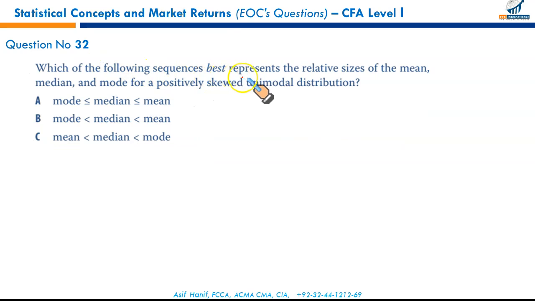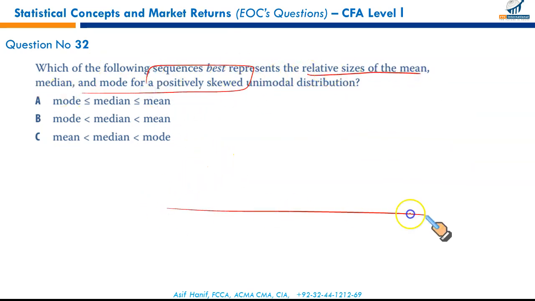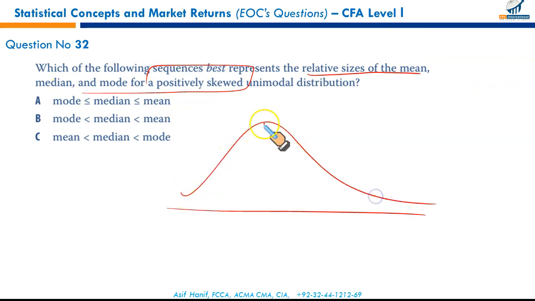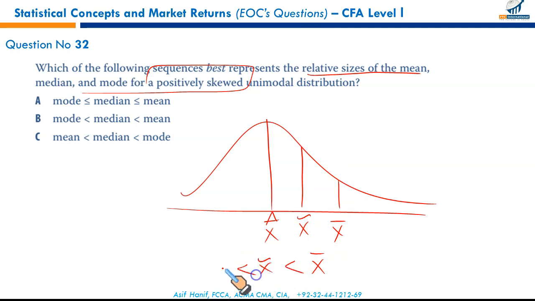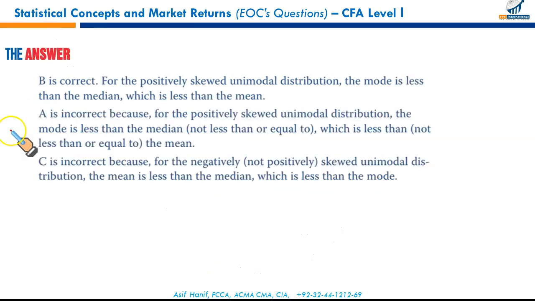Which of the following sequence best represents the relative size of mean, median, mod for positively skewed? When it says positively skewed, it's like this. Positively skewed, this is the mod. This is median. And this is your mean. So you can see mean is greater than median is greater than mod. So which of these arrangement makes sense? Mean is greater than median, greater than mod. That's B. B is the right answer, and B it is.